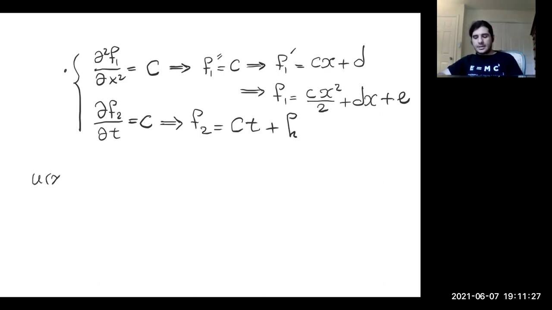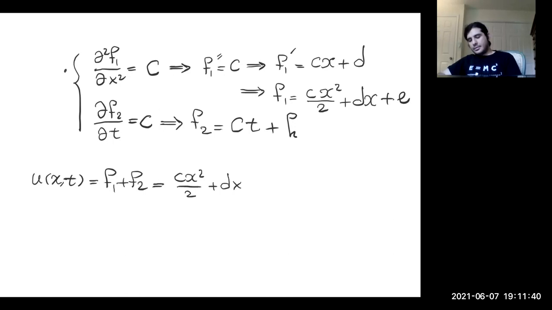This gives a solution to the equation, right? What was u of x and t is equal to f1 plus f2. That's how we assumed this function is. So it would be equal to cx squared over 2 plus dx plus ct plus a constant e plus h, right? That's just another constant. Let's show that other constant with b. So this is indeed a solution to the equation. This is one solution to the equation which we had.